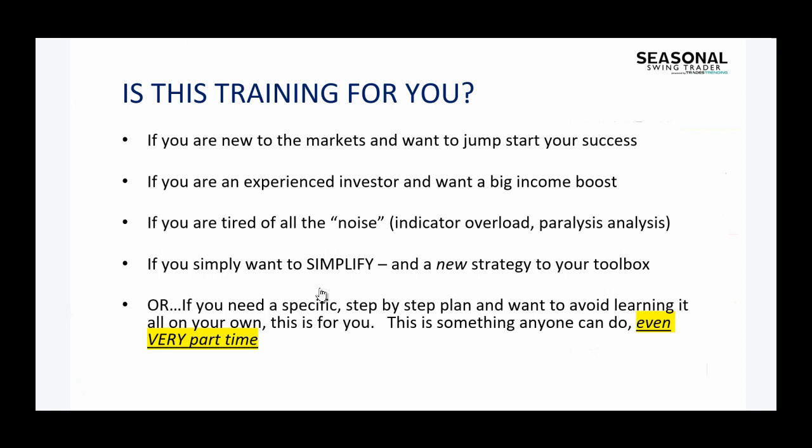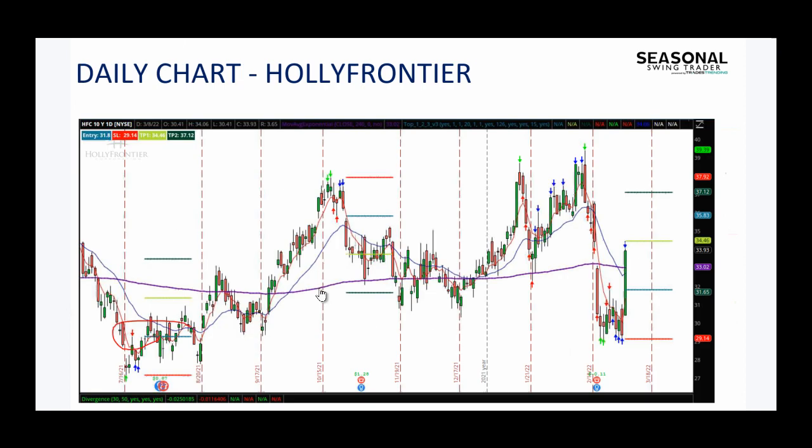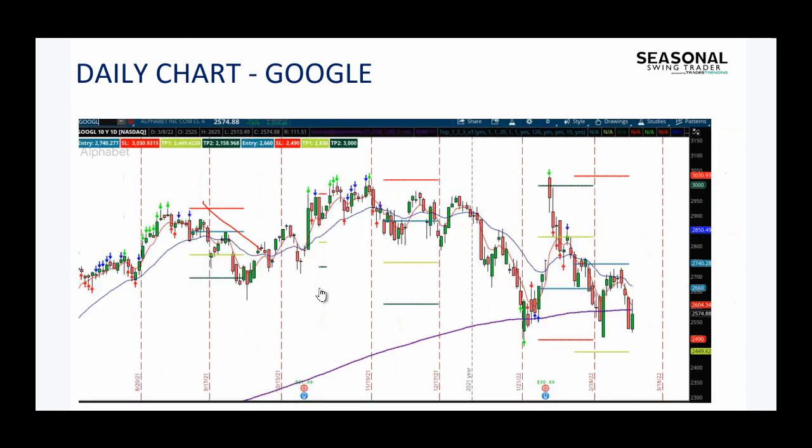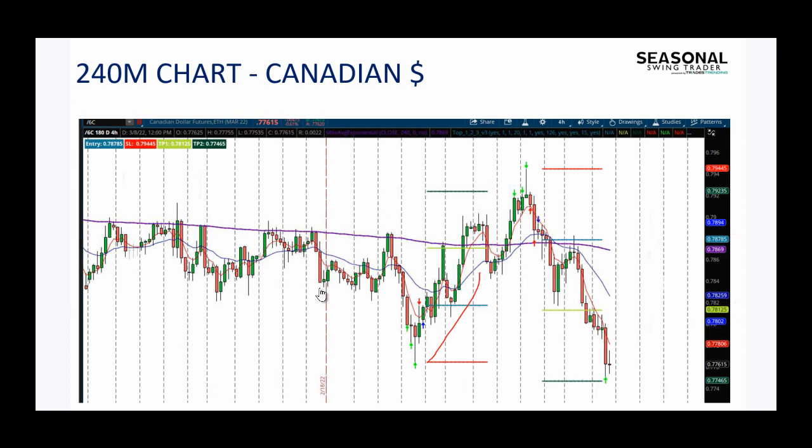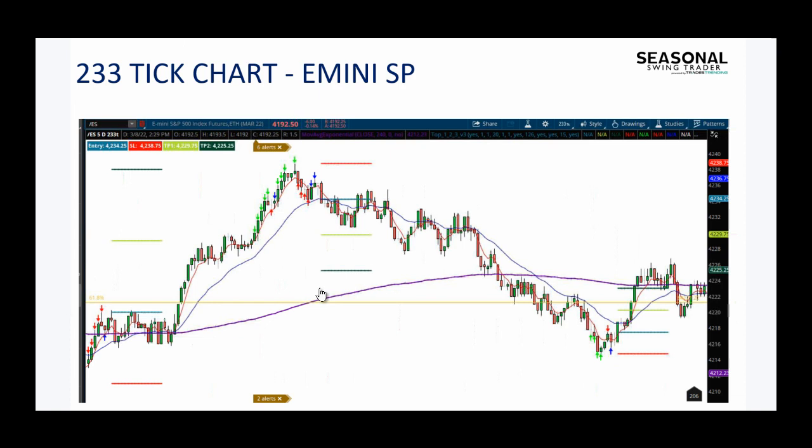Now, it doesn't matter if you're a swing, day, or scalper. Look at these recent setups here. This one on HollyFrontier, our long, our short, and our long. This daily chart here on Google: 2 shorts, followed by a long, followed by another short. 4-hour chart of the Canadian dollar. Here's a long, here's a short, non-repainting. 233 tick chart of the E-mini S&P. If you scalp, you love the action. It works beautifully on the 233 and 610 charts, even the 987 tick. You're going to get so many opportunities every single day.